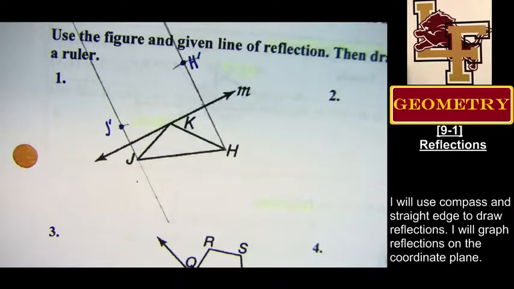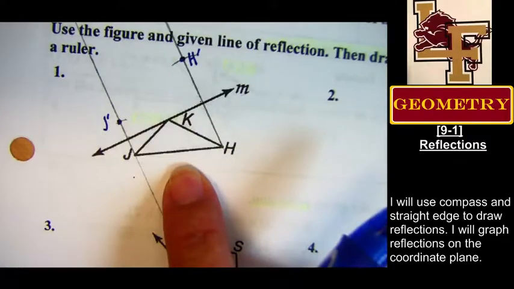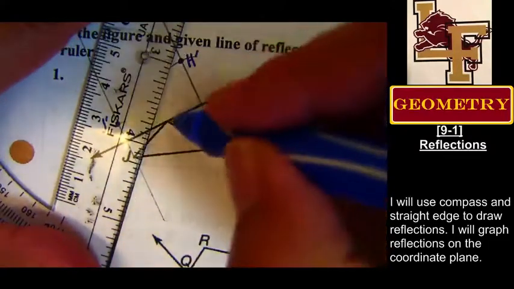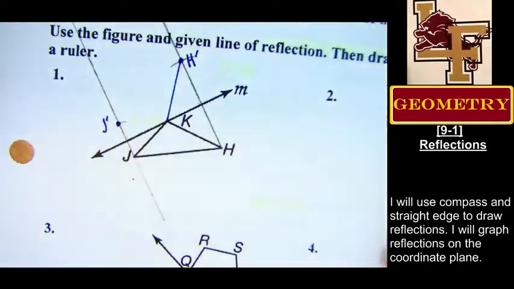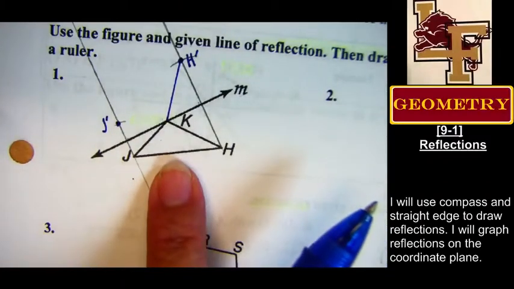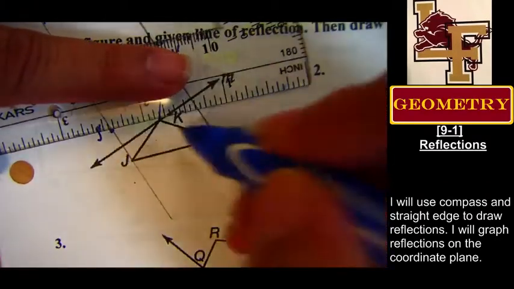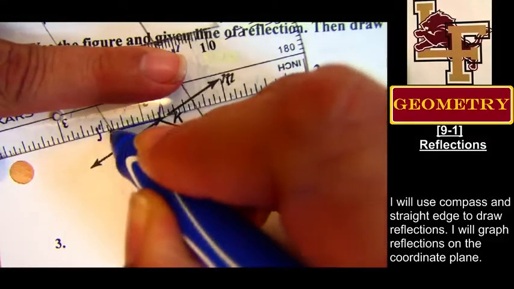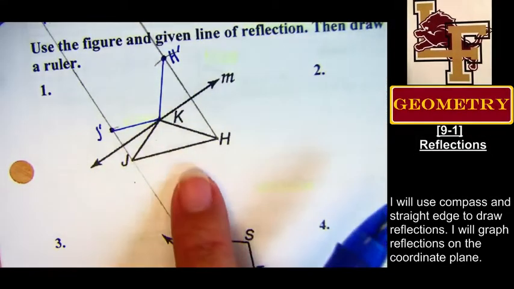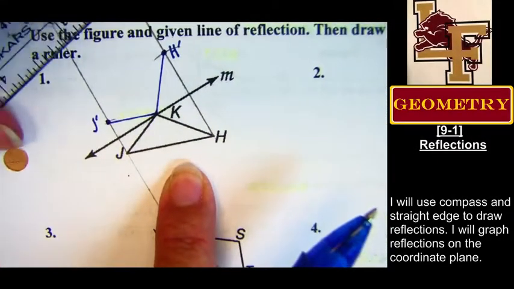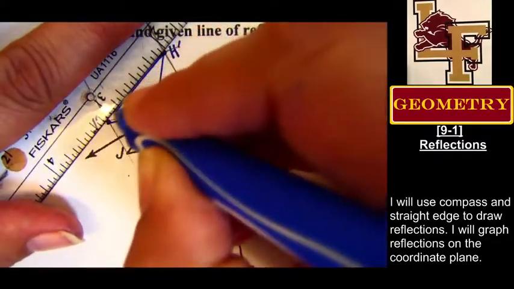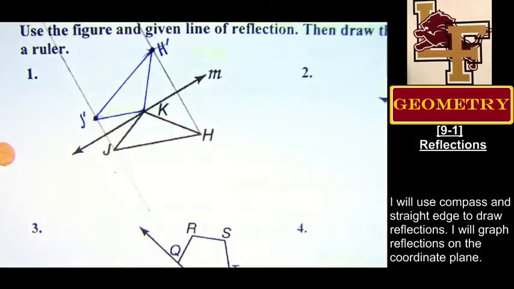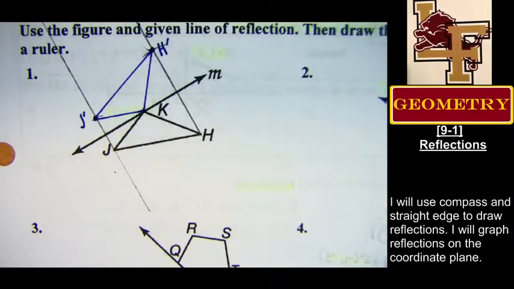Now I'm going to connect all the dots. In my original pre-image, K and H were connected, and so in my resulting image, K and H need to be connected. In my pre-image, K and J were connected, so in my image, J and K are connected. In my pre-image, J and H were connected, so in my image, J and H are connected. Done. Beautiful reflection.